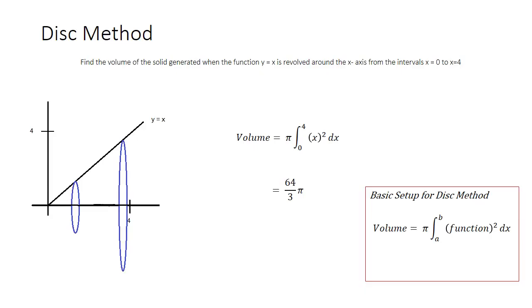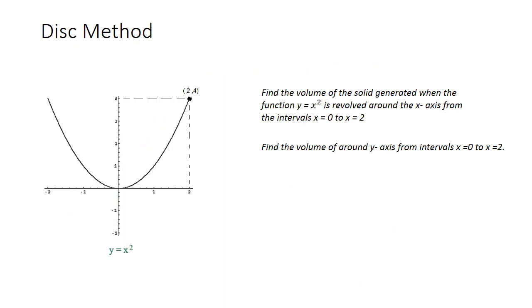To solve this, you basically just integrate this and you will get 64 over 3 pi as the volume generated when y equals x from x equals 0 to x equals 4 is revolved around the x-axis. And you can see here the basic setup for the disk method is in this equation right here. Okay, so the disk method.